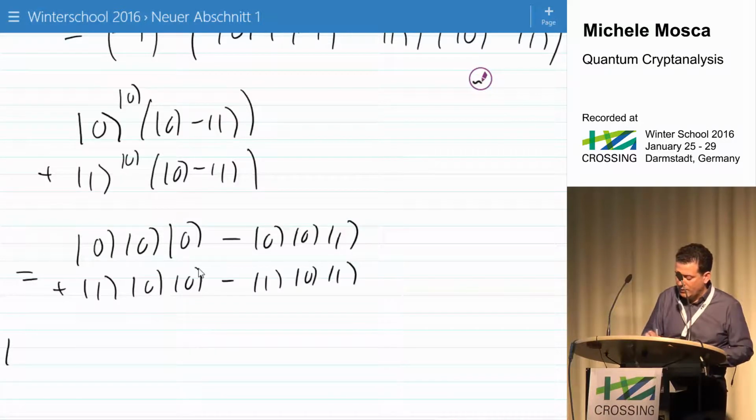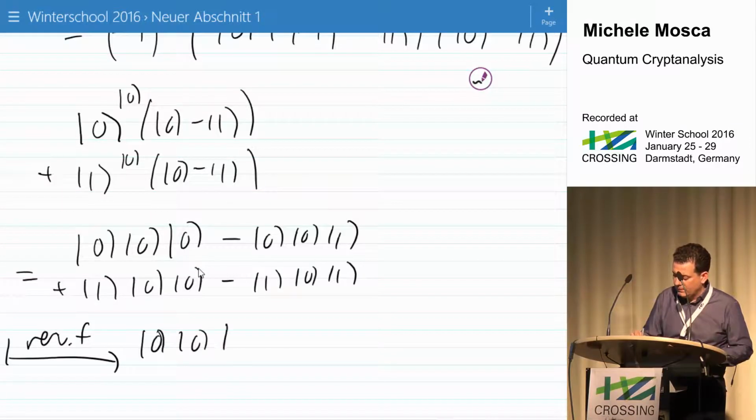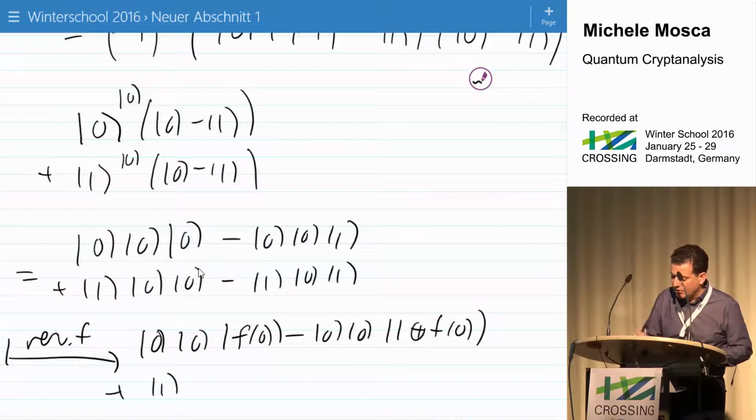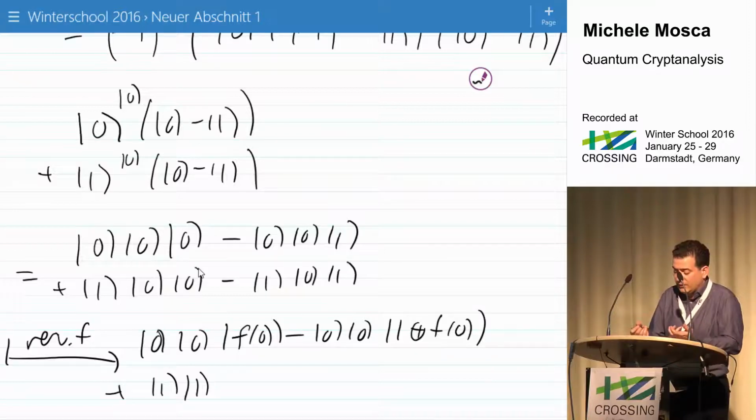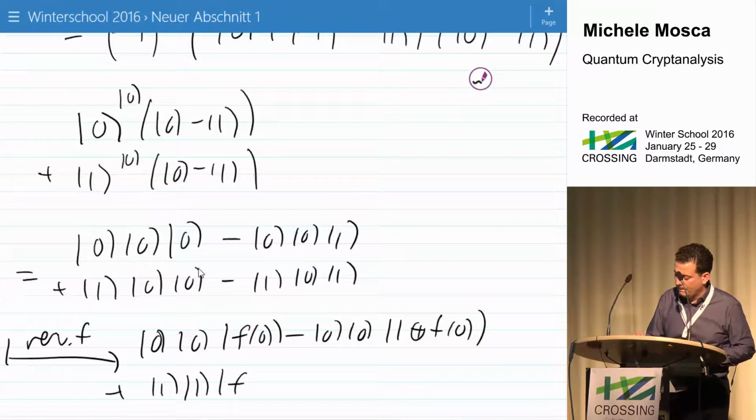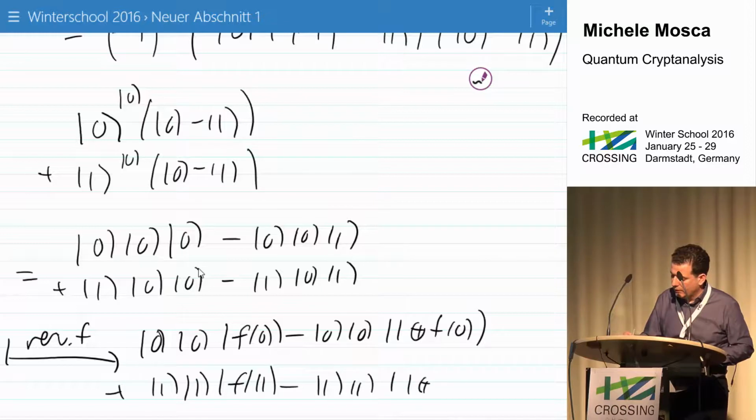And now we compute f in that reversible way: 0, 0, f at 0, minus 0, 0, 1 XOR f at 0, plus 1. And let's say in our computation we leave some junk information. In this case there's only so much junk you can leave because it's 1 bit. So let's just say you leave a copy of the input lying around: 1, that's 1 XOR f at 1.